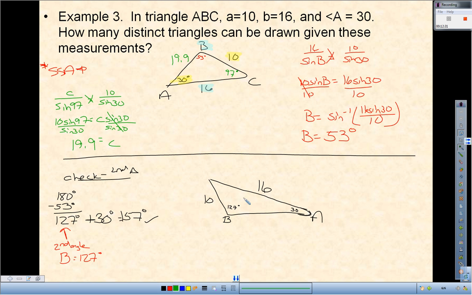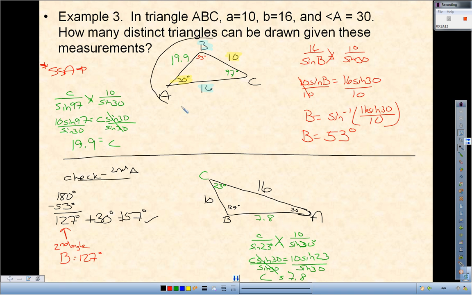And then if I did this one, the missing angle, if I added these two up and subtracted it from 180, that would give me 23 degrees. And then now I can find side C. It would be C over sine of 23 degrees equals 10 over sine of 30 degrees. Cross multiply. So I get C sine of 30 equals 10 sine of 23. Divide by sine of 30, and so I'll get C is equal to 10 sine of 23 divided by sine of 30. That would give me 7.8. So that would be 7.8 for side C.